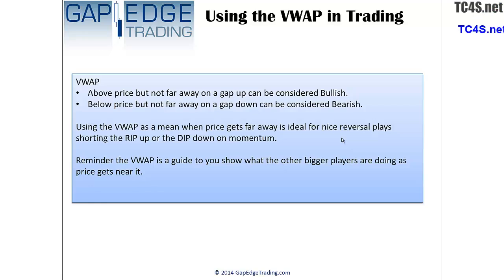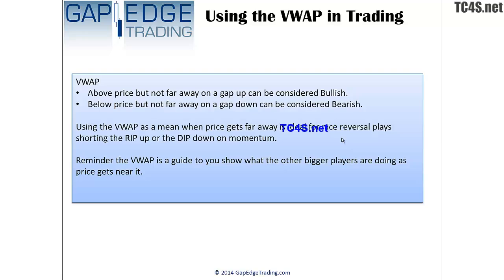I think you can get it anywhere, any chart. If you're a professional trader trading on a direct access broker like TradeStation, IB, Speed Trader or any of these outfits, they're going to have the volume weighted average price for you. So remember these two things: above the price but not far away on a gap up can be considered bullish. And also below price but not far away on a gap down can be considered bearish.